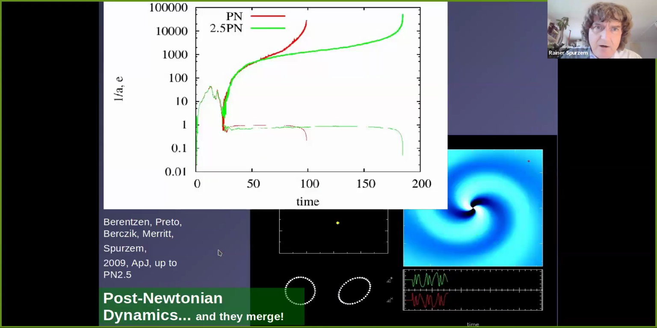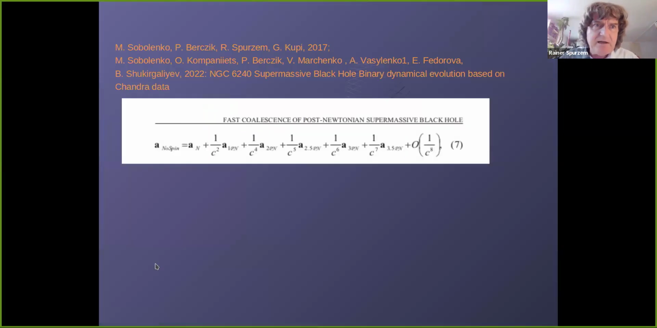And more interesting now, we follow here 1 over the semi-major axis of the supermassive black hole binary as a function of time. And we follow it with the post-Newtonian terms, how it contracts and merges, and also what kind of gravitational waves it emits. Here is the very old paper when we started this work. And the most recent citation is this one from 2022, where all the spin terms are included.